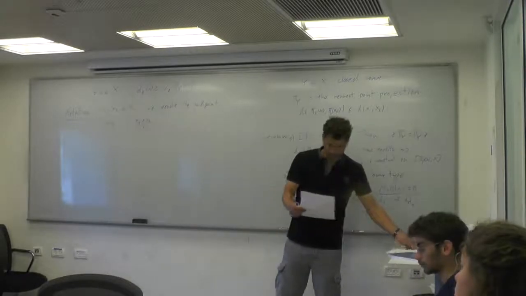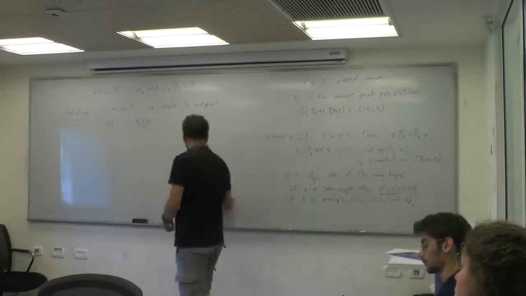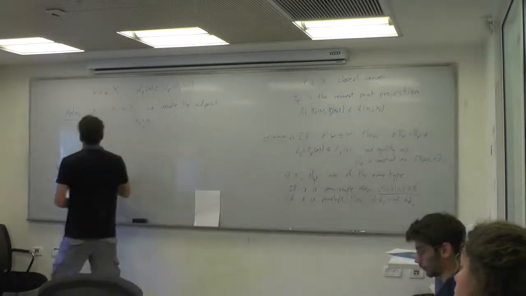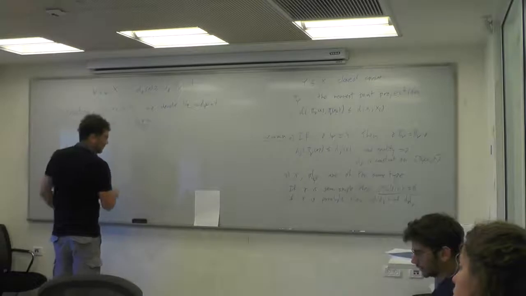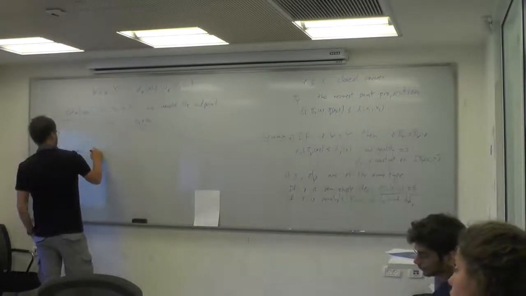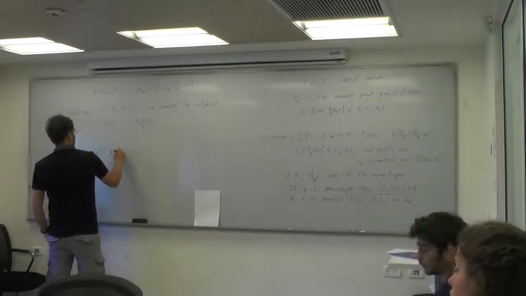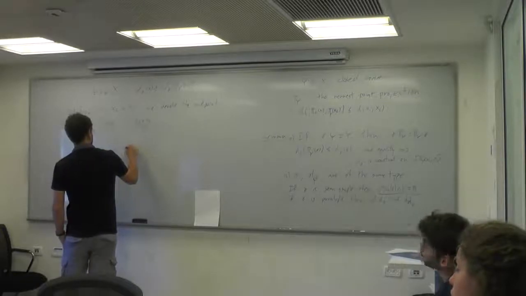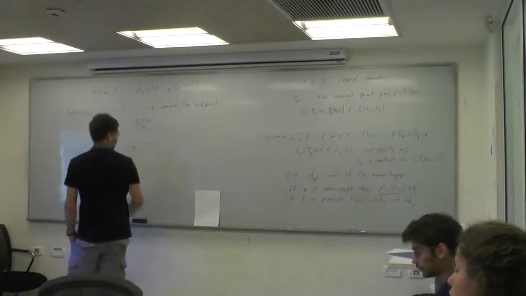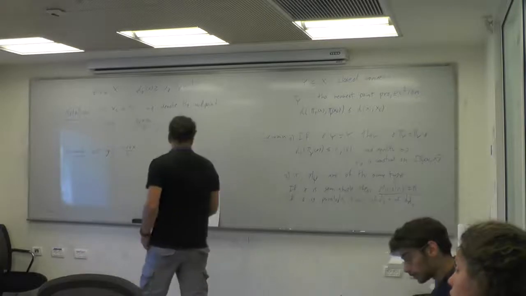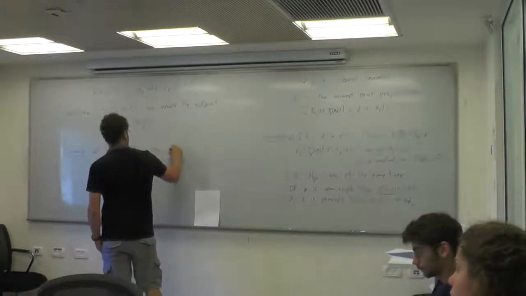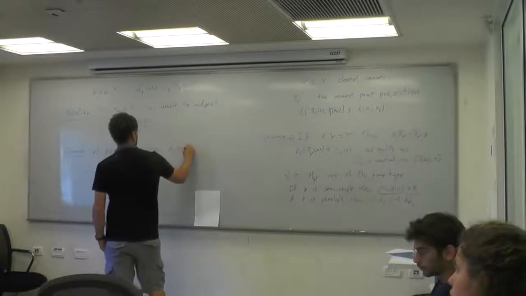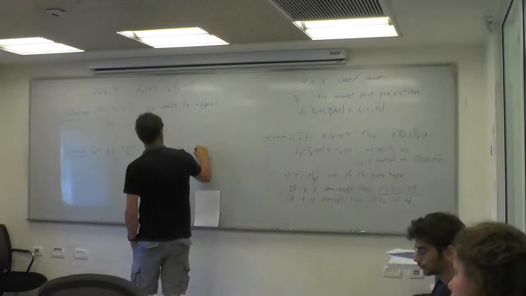Okay, so here is another lemma. If y is the midpoint of x and gamma x, then d gamma of y is less than d gamma of x.